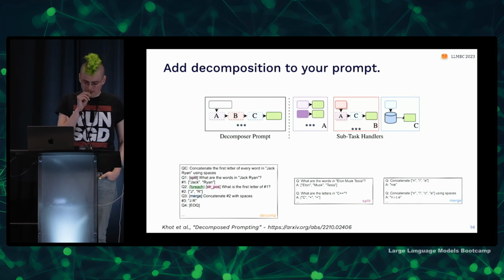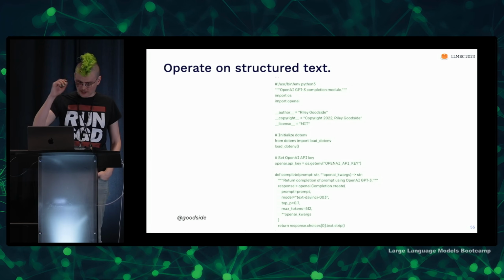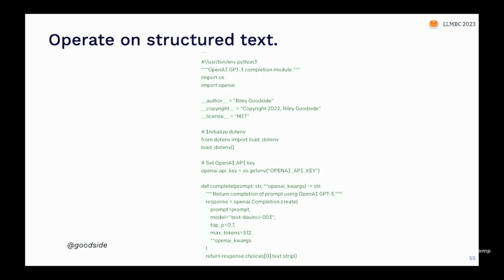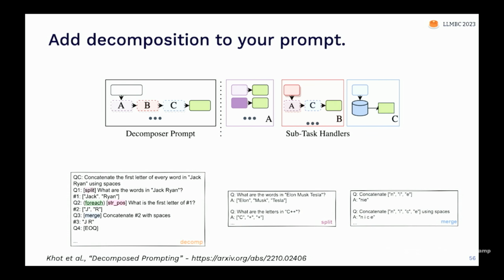So this is decomposition by putting it into the structure of text. You could also add decomposition to your prompt. So you could prompt the model in such a way that you've broken a task, like concatenate the first letter of each word in this sentence using spaces, sort of break it down in the prompt into a bunch of smaller tasks.